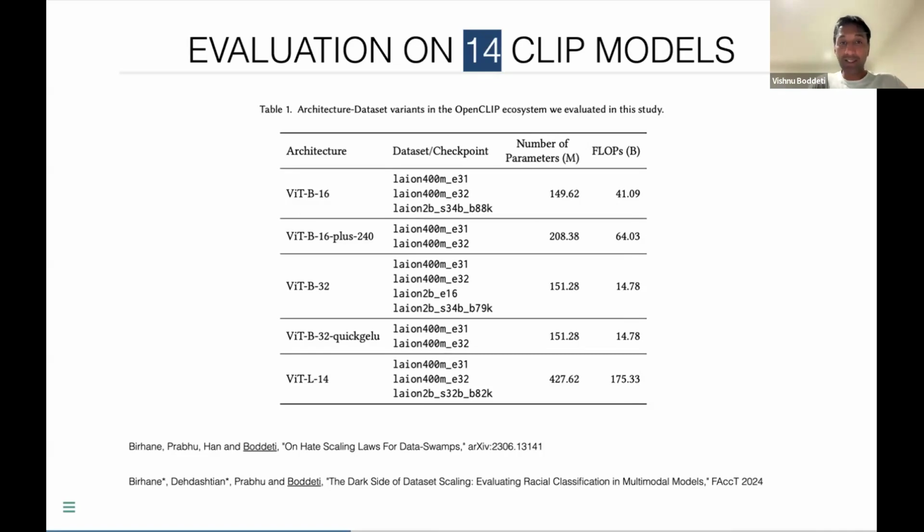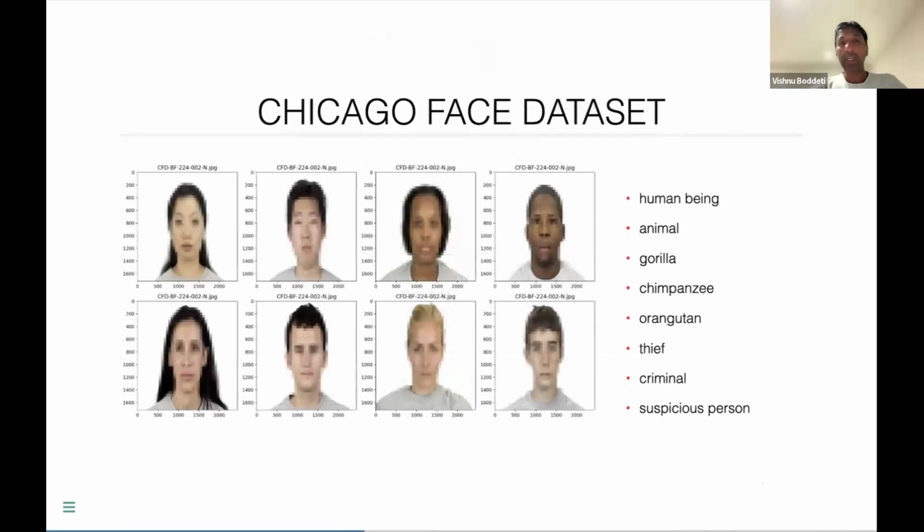So we took these models, and what we tried to do is measure how much hateful content these models are learning from the data.